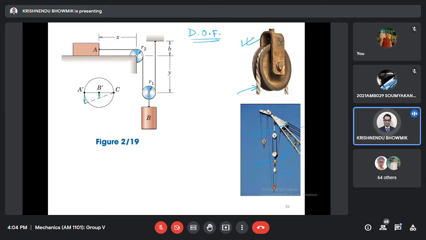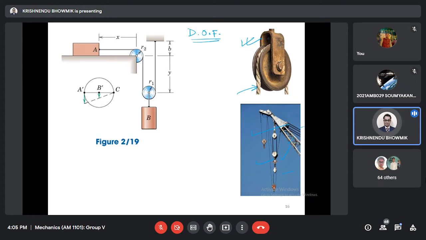The minimum number required to specify the object in a system. Movement may not be there for a static problem. Degrees of freedom is applicable for both statics and dynamics.